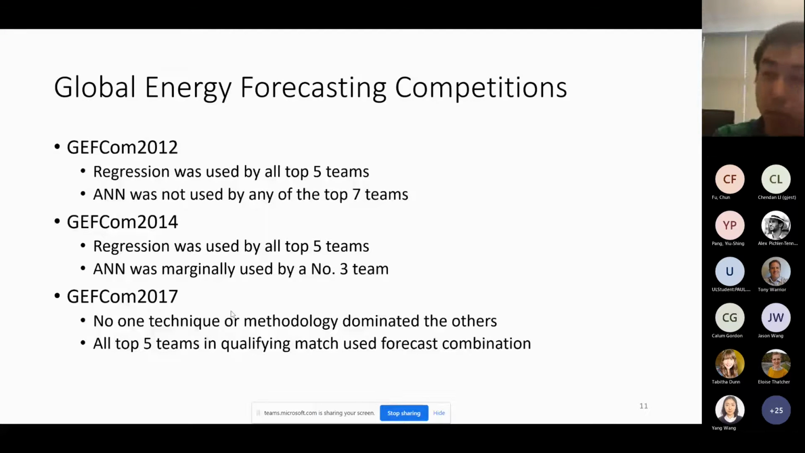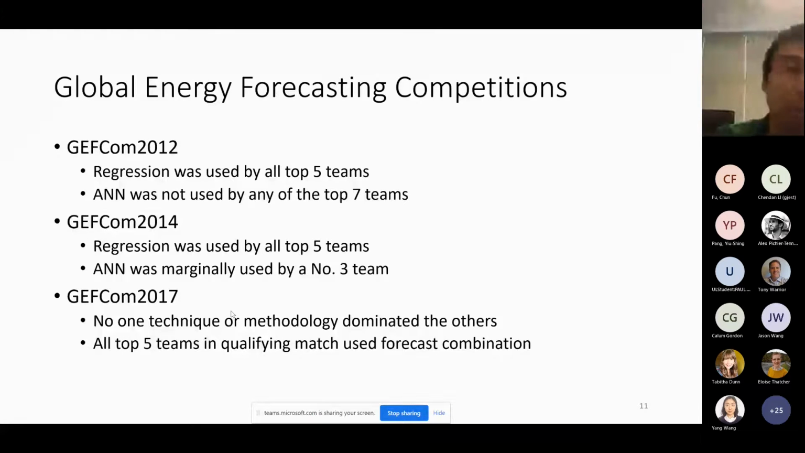and at that time, the reviewer felt, oh, regression is too old, you should use AI, and so on. So let's see what's going on from the competition. In 2012, regression was used by all top 5 teams. And among the top 7 teams, none of them used neural nets.